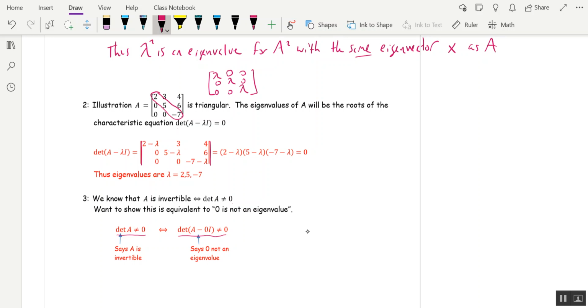Well, the one on the left says A is invertible because the determinant is not 0. And the one on the right says 0 is not an eigenvalue, because eigenvalues are the roots of the characteristic equation. And so if this is not 0, then I know that 0 is not an eigenvalue. All right.